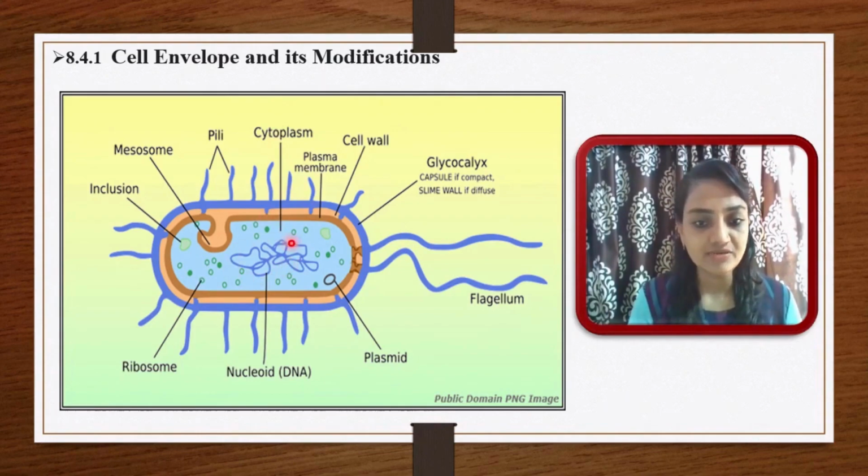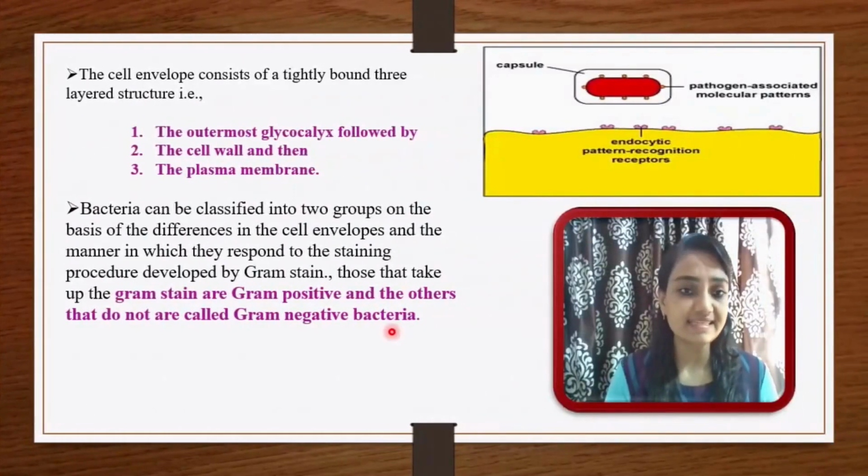In the center you can see naked DNA, or naked genetic material, which is called the nucleoid. It is not considered a nucleus because it does not have a nuclear membrane, and that's why it is considered a nucleoid, the main DNA component. In this way we can say a cell envelope consists of a tightly bound three-layered structure.